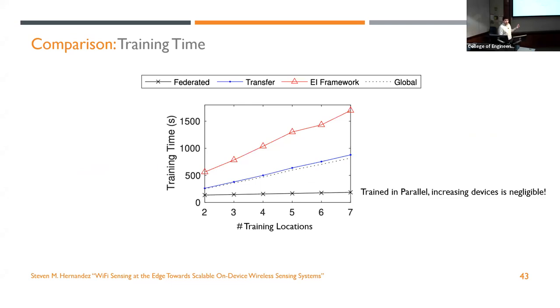We can see in a federated approach, because the model can be trained in parallel across each device, no matter how many devices are selected, as we increase the number of training locations, the increase in training time negligibly increases. If you compare that to the global model and the transfer model, as we increase more devices, more time is required to train the model. And when we look at even the EI framework, because the EI framework is essentially twice as large, it of course takes twice as long to train.